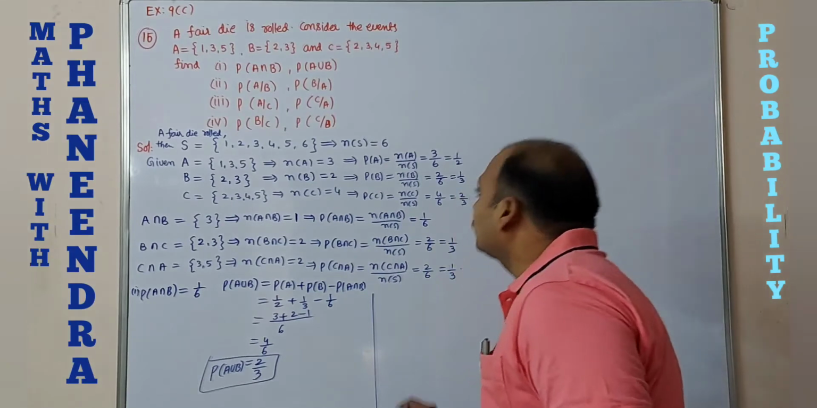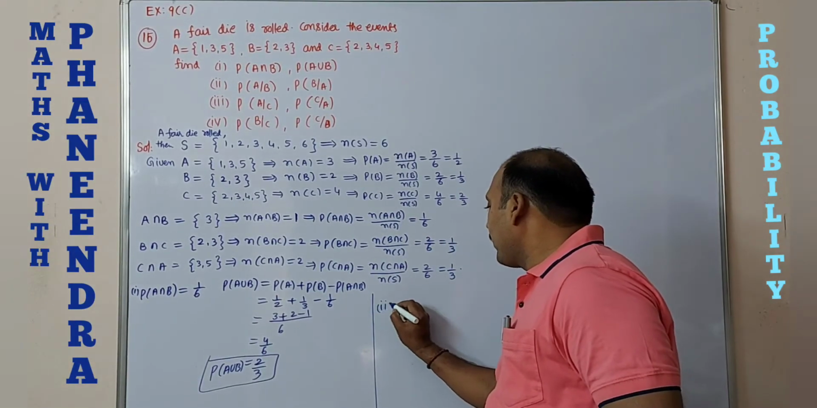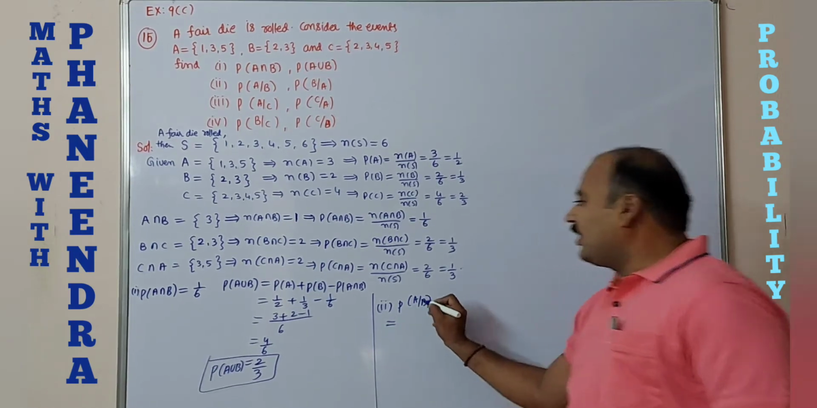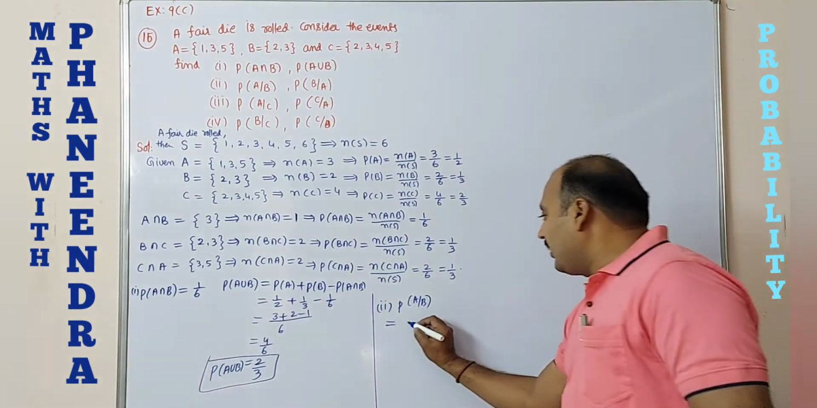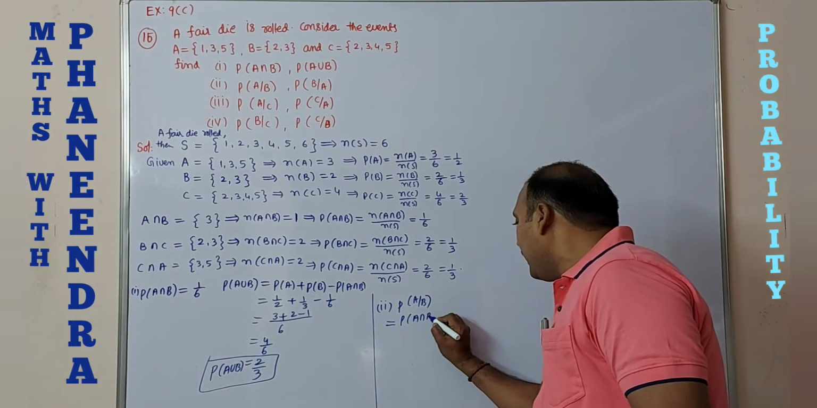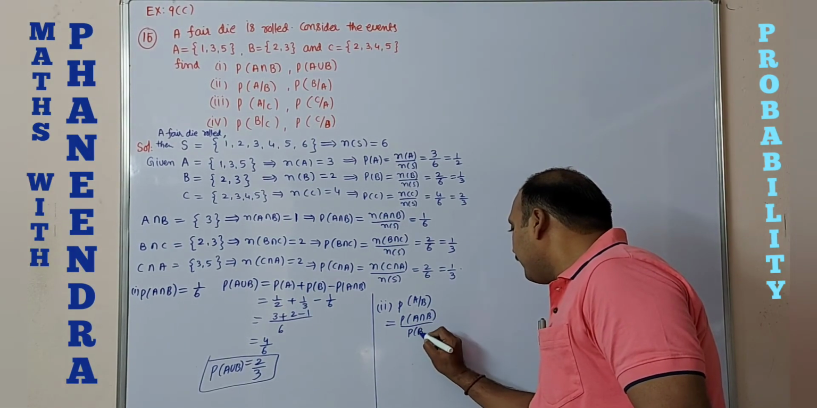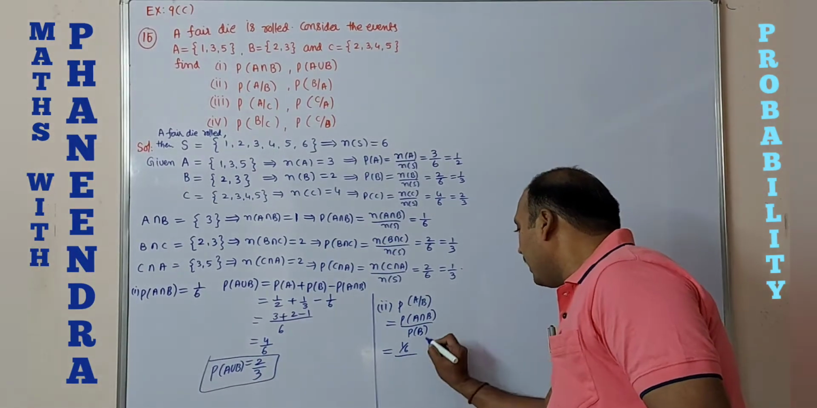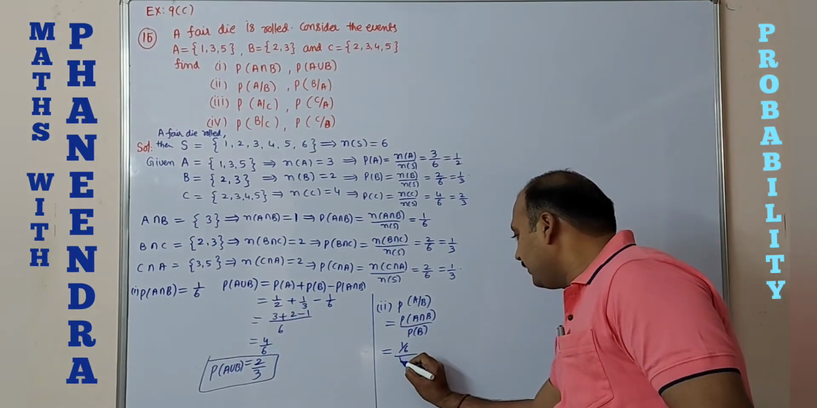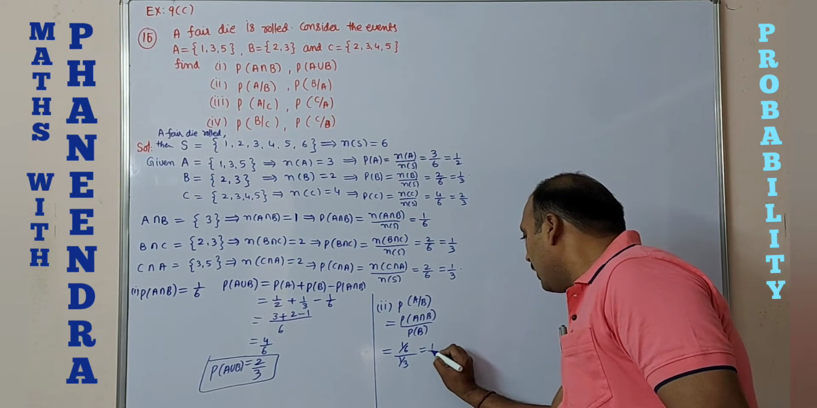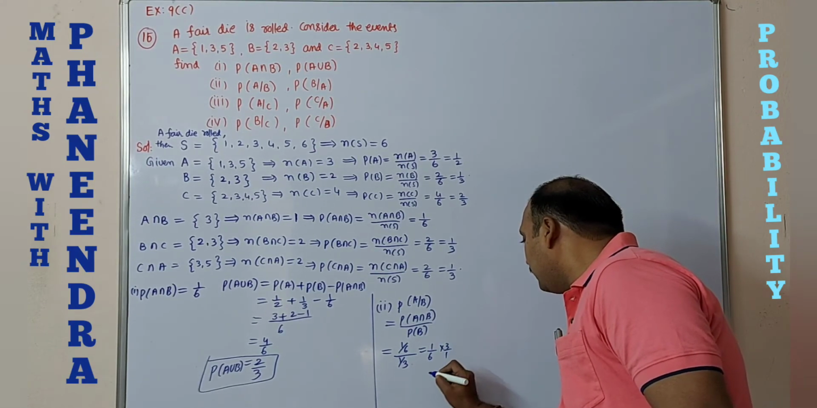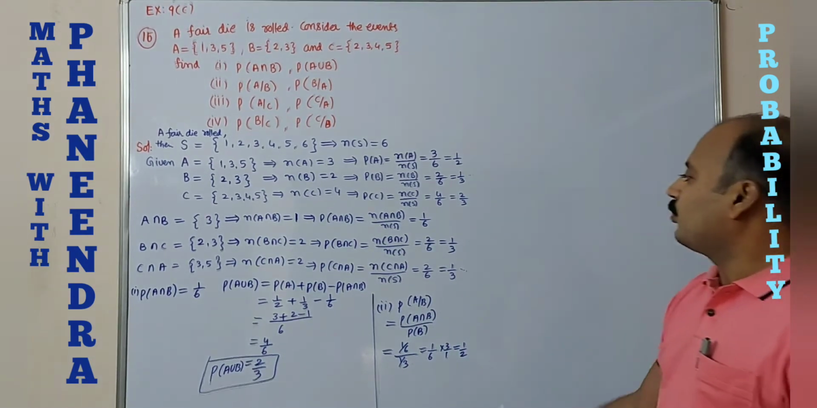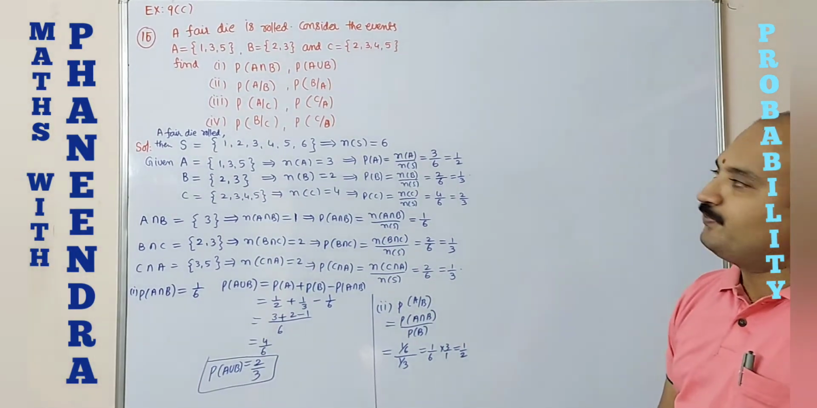Here we will finish it. Question number 2. P of A given B. By definition of conditional probability, P of A given B means P of A intersection B by P of B. So P of A intersection B is 1 by 6, by P of B, 1 by 3, which is equal to 1 by 6 into 3 by 1, that is equal to 1 by 2. So P of A given B value is 1 by 2.